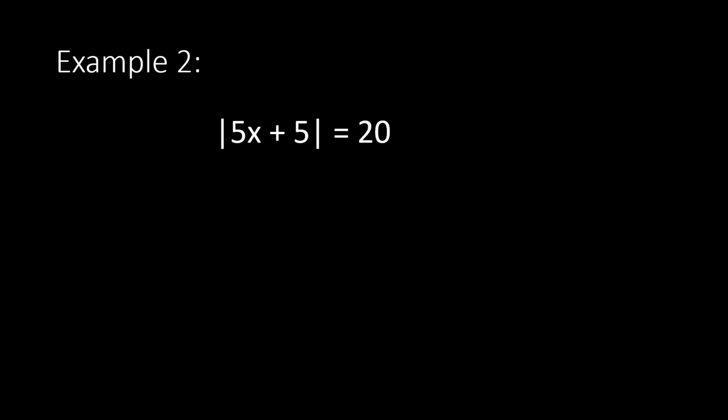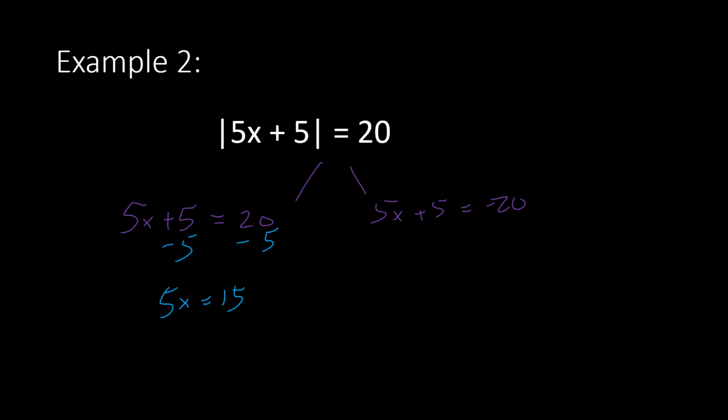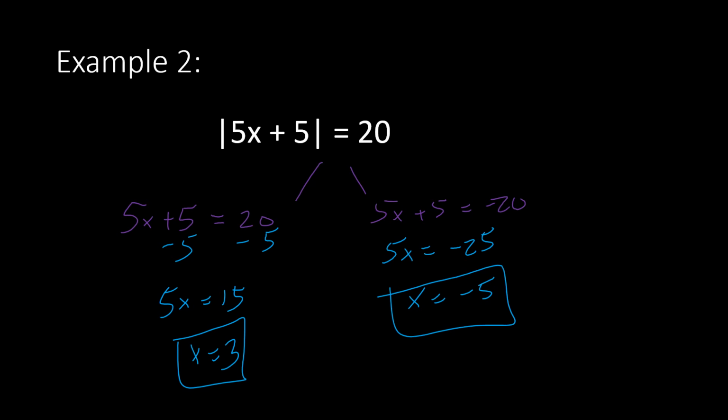Here's another example that we will be doing together. Like I said before, let's write the equations both ways. So we have 5x plus 5 equals 20, and 5x plus 5 equals negative 20. Then we will subtract 5 on both sides, and we get 5x equals 15, x equals 3 as our first answer. Then we'll do 5x equals negative 25, x equals negative 5, because you divide by 5 on both sides, and these two are our two answers.